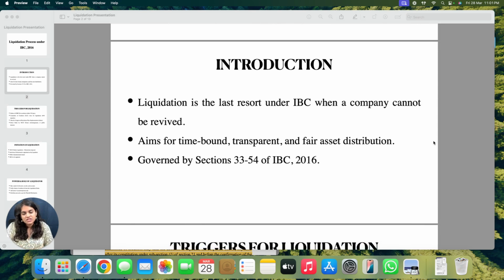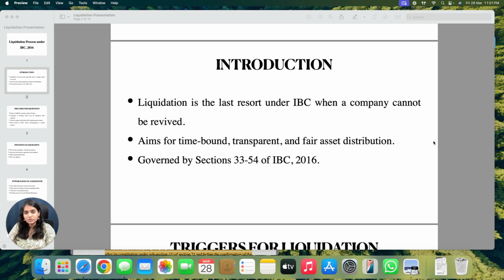Liquidation is generally regarded as a last resort under IBC. The primary focus of IBC is to keep a company as a going concern, if it has the potential to survive under a different management, for it to grow and thrive in the market. But liquidation is considered as a last resort.